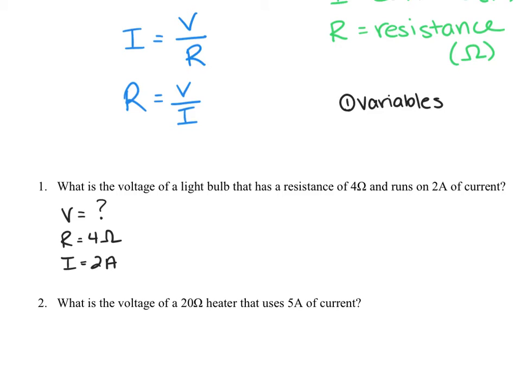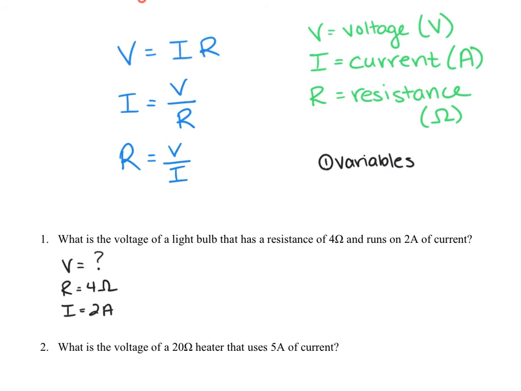So no matter what you're doing, make sure you list your variables first, because there are actually more formulas than just this one that you might need to use. So if you list out your variables, you can figure out which formula will fit the question the best. So you have voltage, resistance, and current. You know you're going to use Ohm's law. But remember, we have a few versions of it.